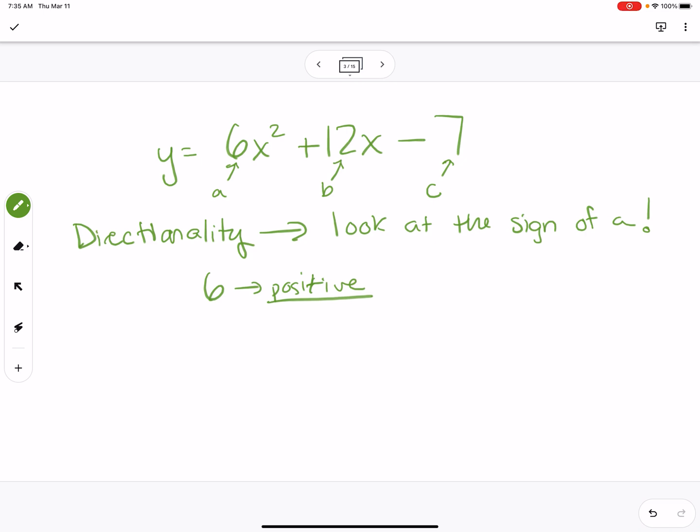Let's just imagine those graphs. If we have positive directionality, I know that my arrows need to be pointing up. No matter how I draw this parabola, if it's wide, if it's tiny, if my arrows are pointing up, this vertex is a low point. That means that if you have positive directionality, you will always have a minimum. I'm going to say that one more time: if you have positive directionality, you will always have a minimum.